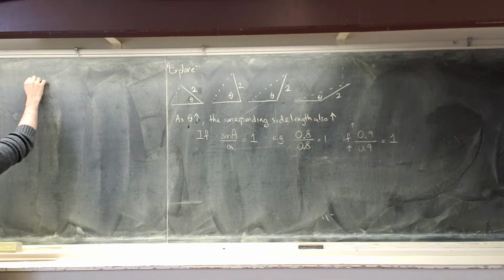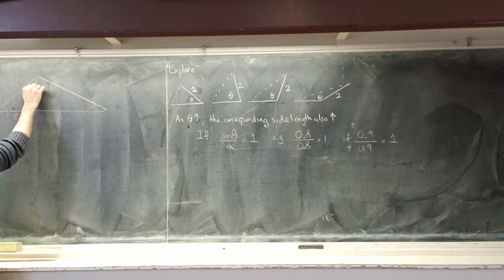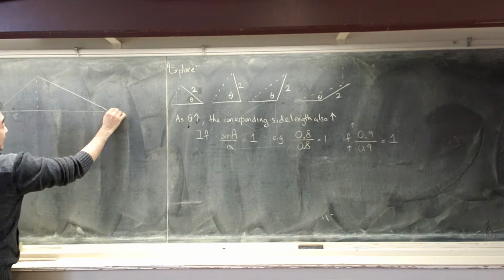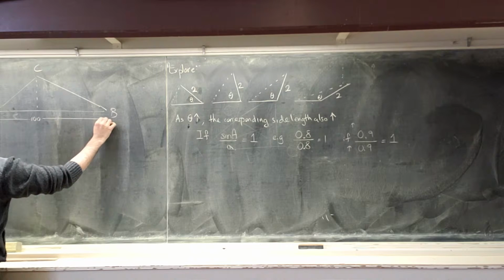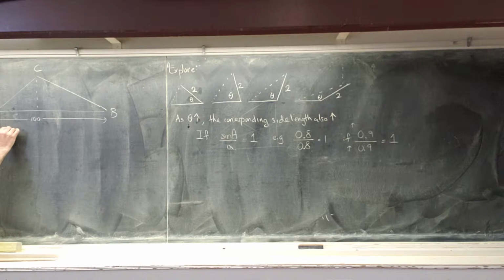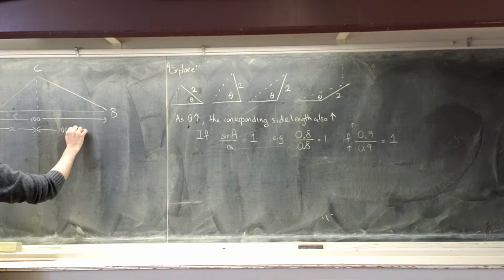Challenge question. Recall, it was something like this. So this was, let's say, angle A, B, C. This was 100. And we just happen to call this, let's say, x. And therefore, that length would be 100 minus x, right on.